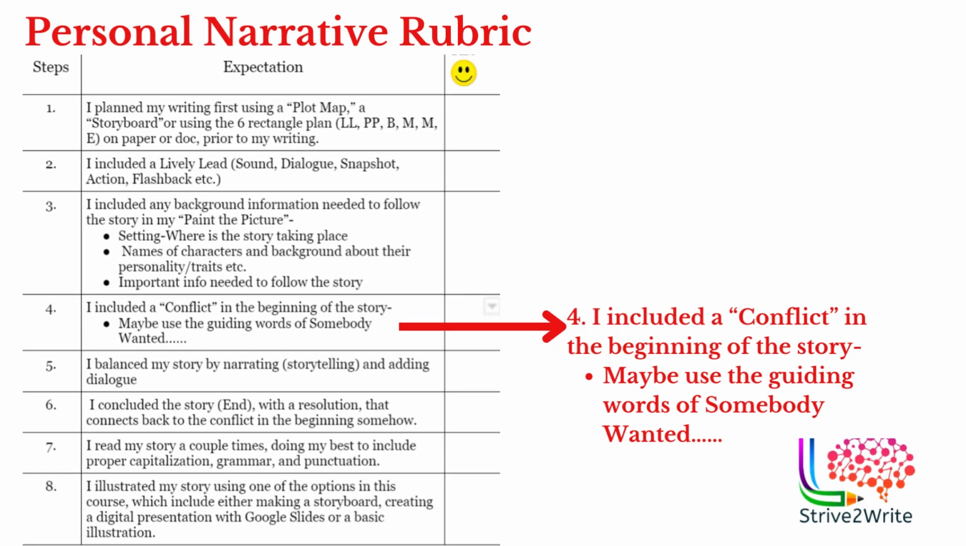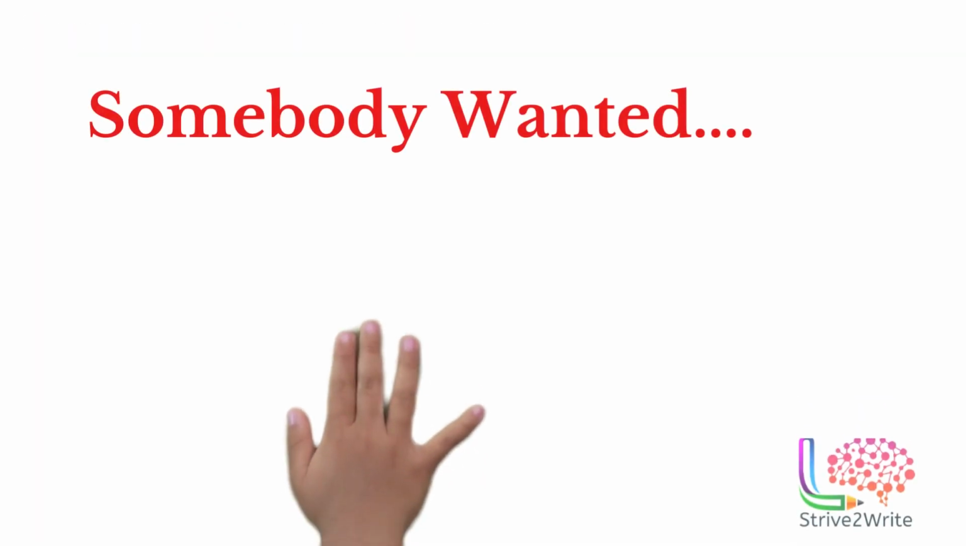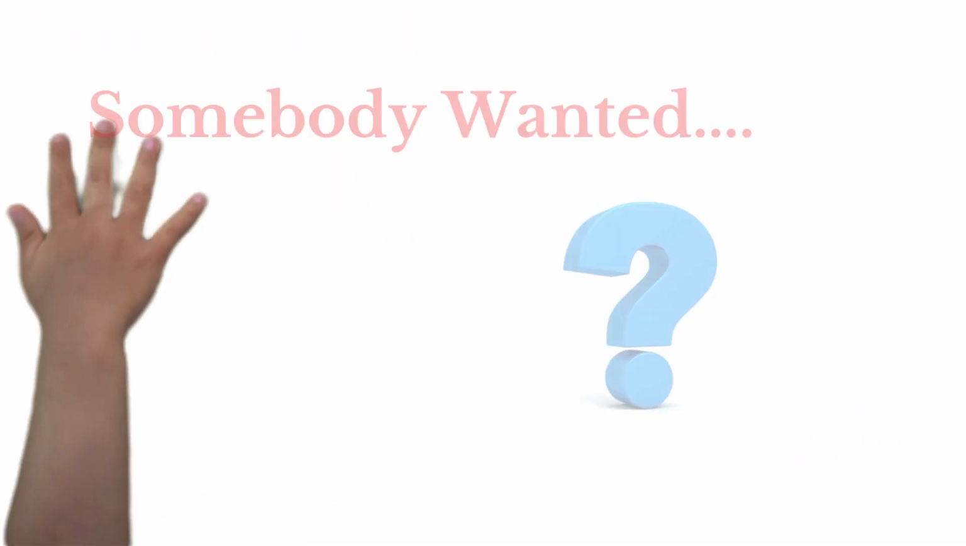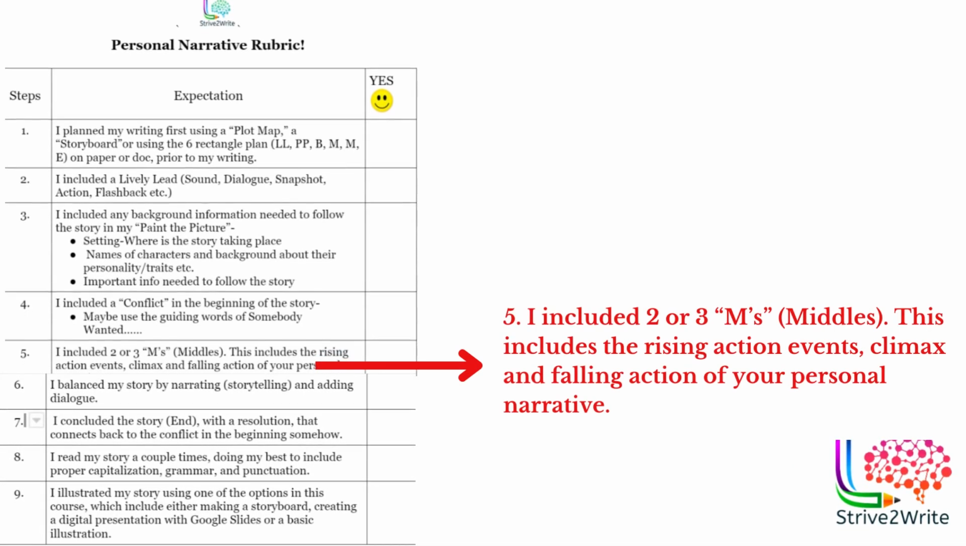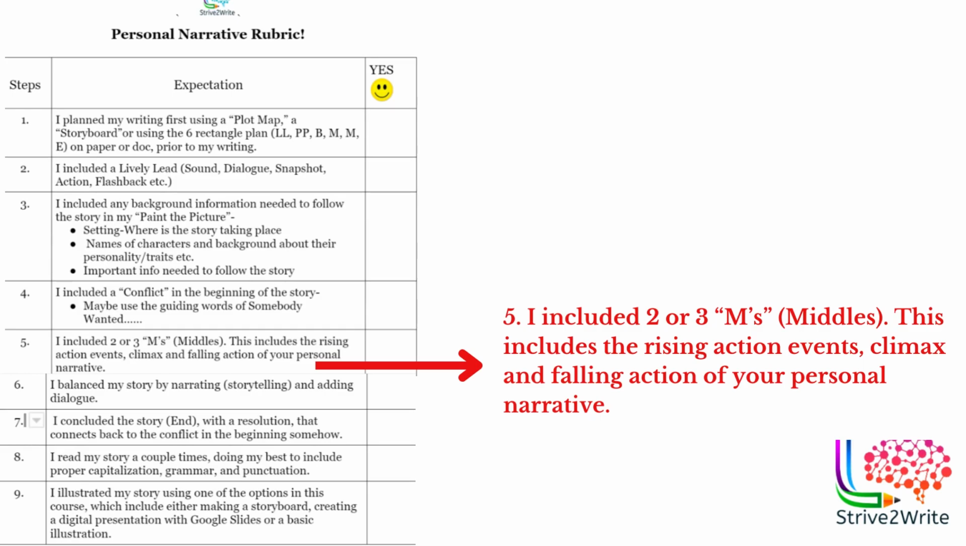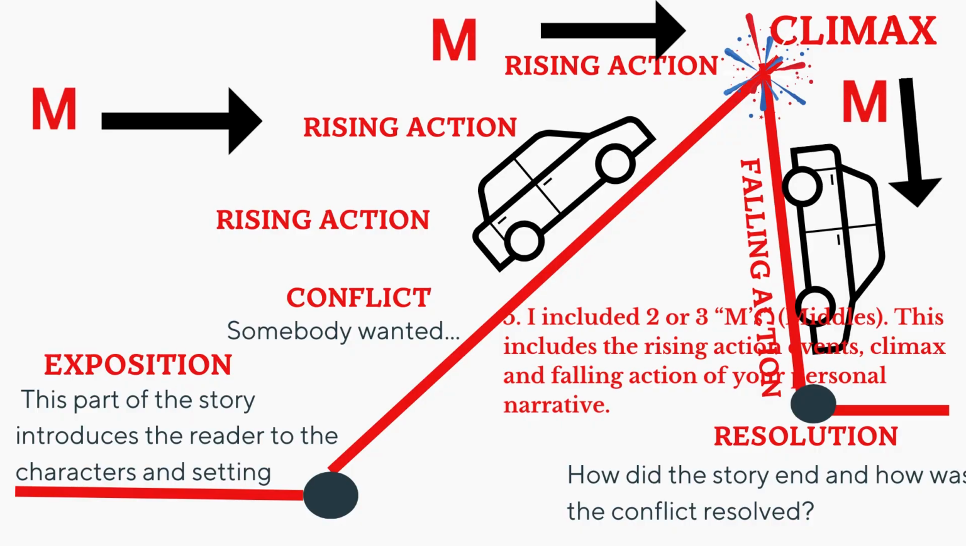Next, you're going to want to include the beginning, which includes a conflict. Maybe use those guiding words of somebody wanted to help you in identifying what that conflict might be. After writing the beginning, you will want 2 or 3 M's for middles. This includes your rising action events, climax, and falling action.